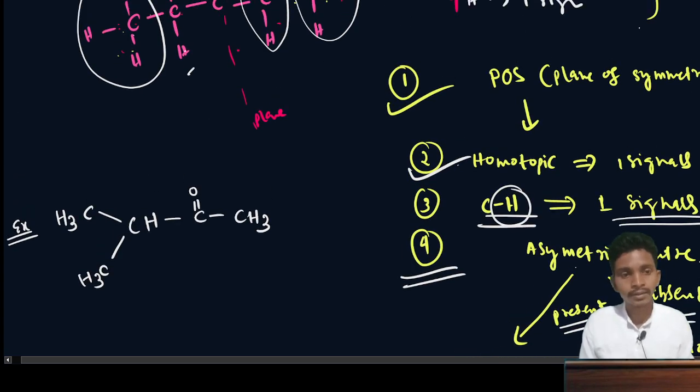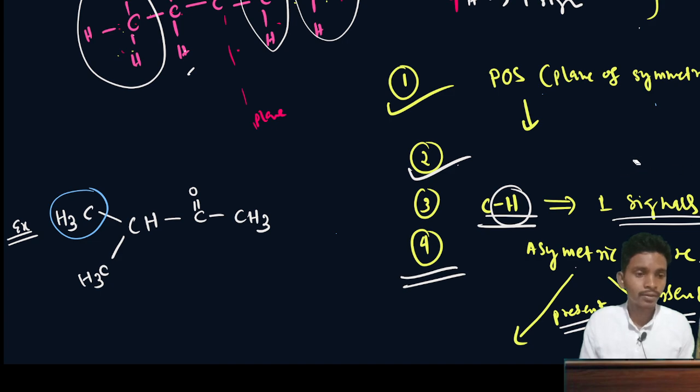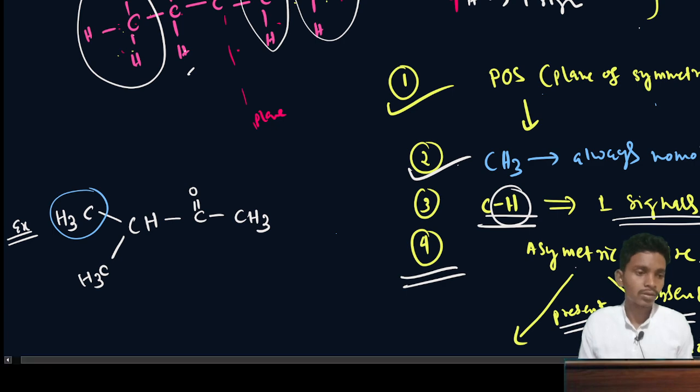So the first thing is we look for a plane of symmetry. Here the plane of symmetry is absent. Next we will look for homotopic. We see that this carbon has 3 hydrogens, so this CH3 is always homotopic. Okay, so this is homotopic, and it will give 1 signal.